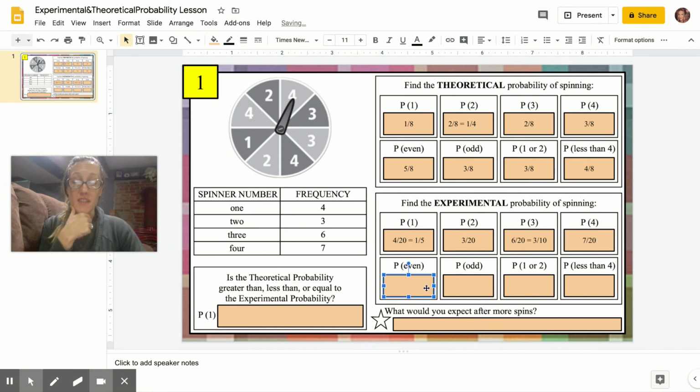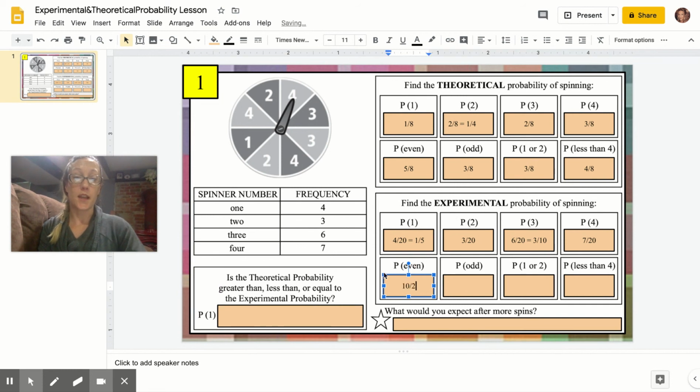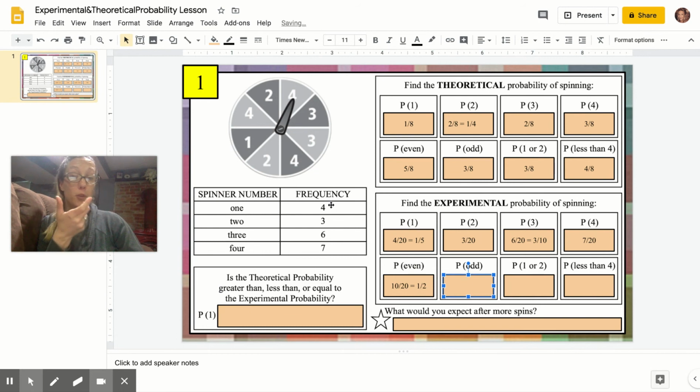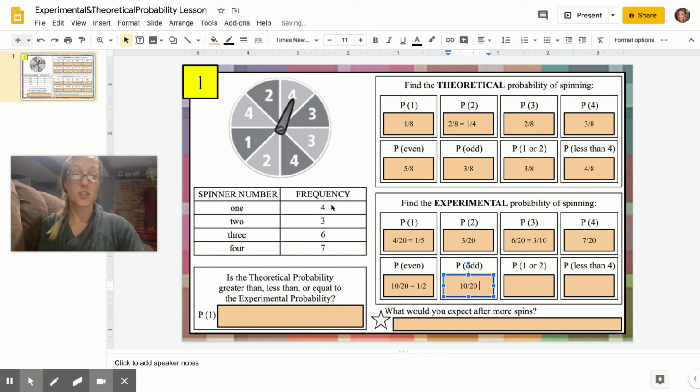Then I'm going to do the same thing for my evens. How many times did it land on an even number? My even numbers are 2 and 4. 10 out of 20, which gives you 1/2. Probability of an odd, 10 out of 20, which gives you 1/2.